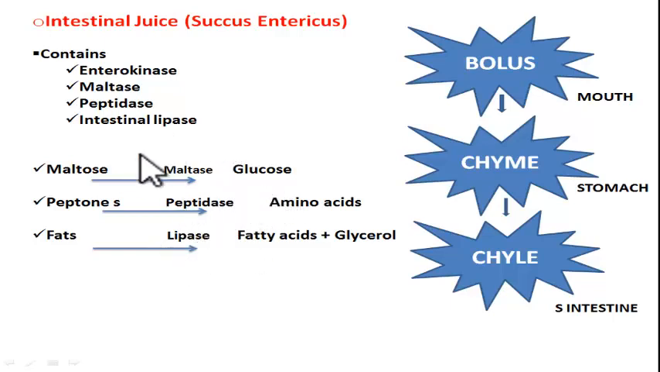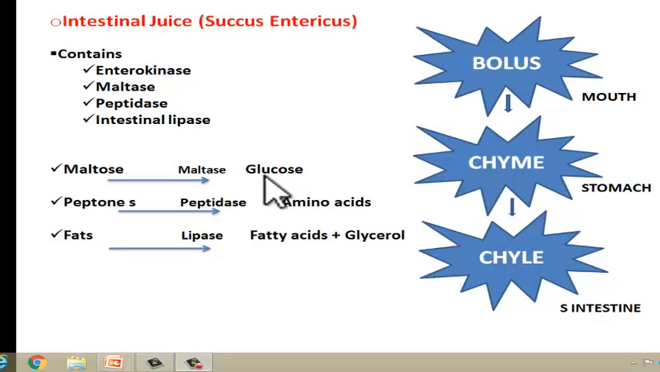Next, intestinal lipase. It acts on the remaining fats. Fats are already digested by pancreatic lipase, but there are some fats left over. Those fats are acted upon by intestinal lipase and are converted into fatty acids and glycerol. So carbs are converted into glucose, proteins into amino acids, fats into fatty acids and glycerol.